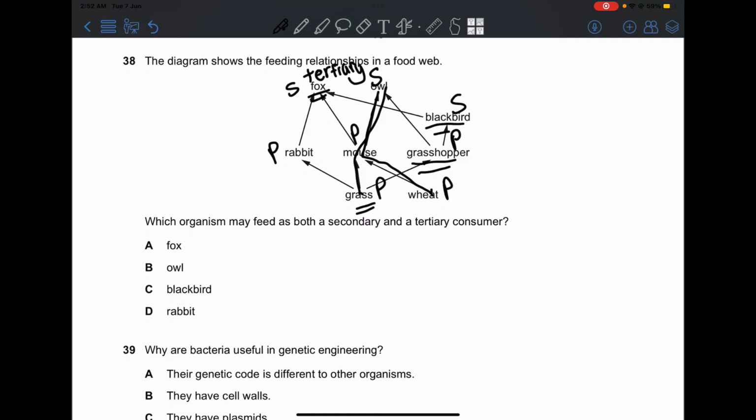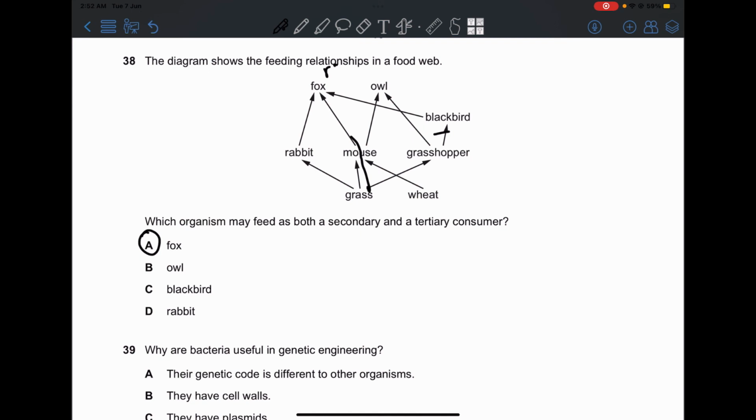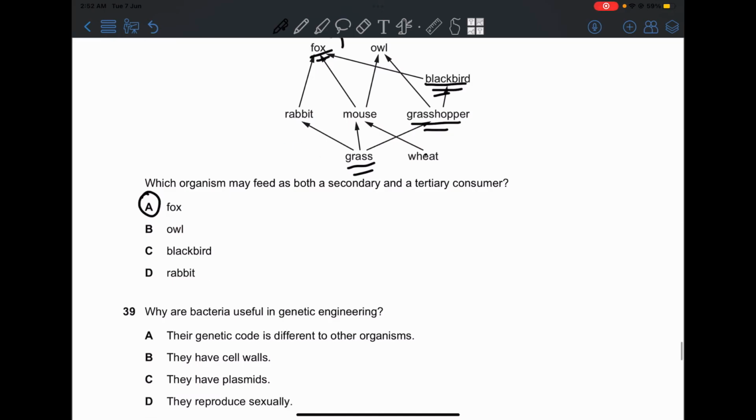So the answer for this question is going to be A, because it goes from over here, from the grass, mouse, and then the fox, which acts as the secondary, and then it goes from over here, as I explained, the grass, and then it goes to the grasshopper, and then the blackbird, and then it goes to the fox, which over here it will act as a tertiary consumer.